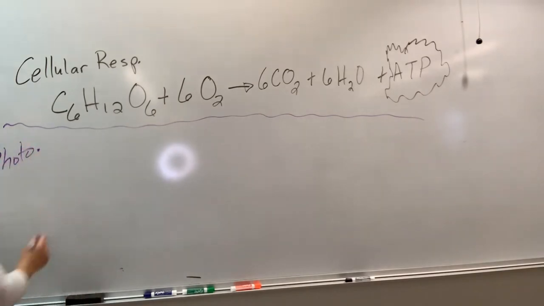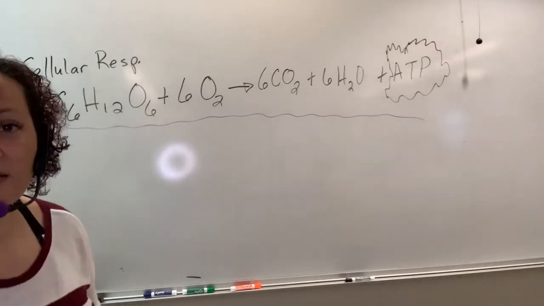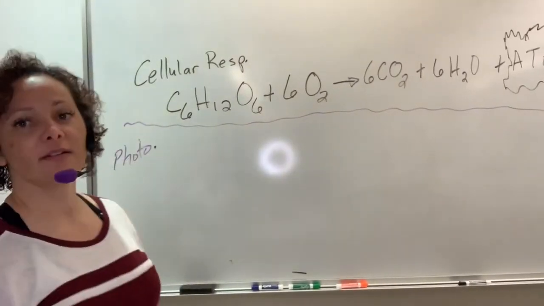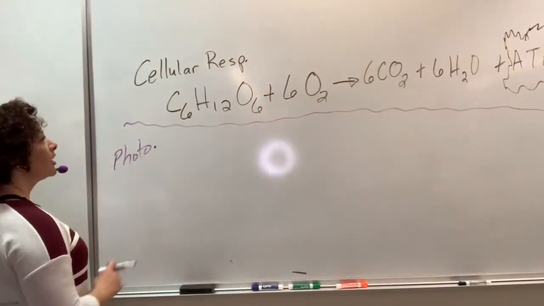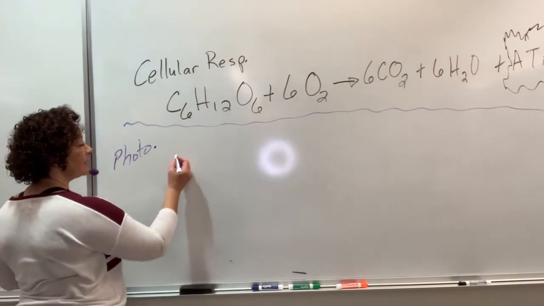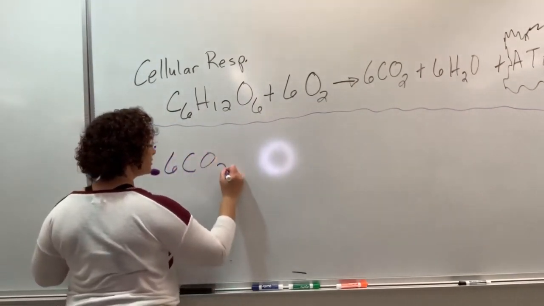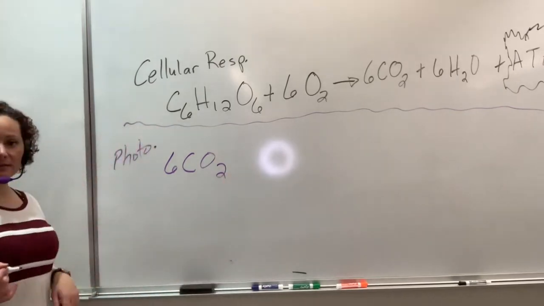I'm just going to put photo right there. Your plants. Let's go ahead and turn this back around so you guys can see again. There we go. There you go, your photosynthesis. Your plants are going to take in CO2. So 6 CO2 molecules are going to be taken in by the plants, okay?